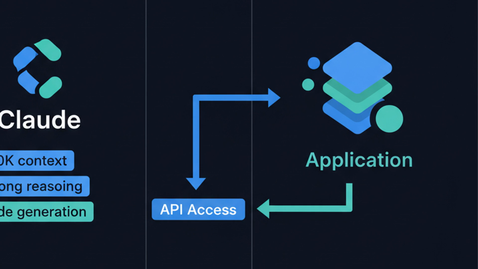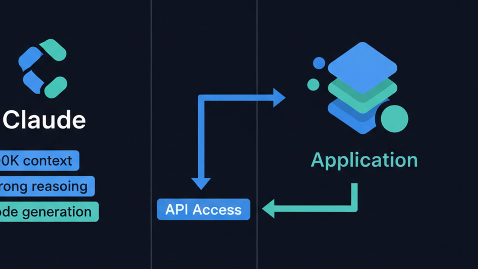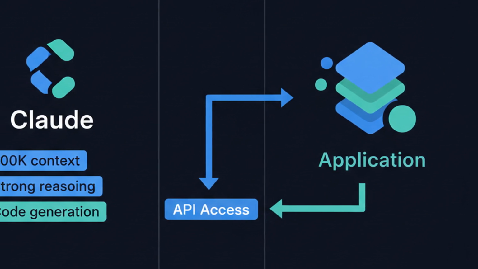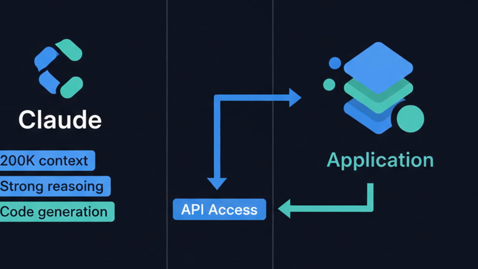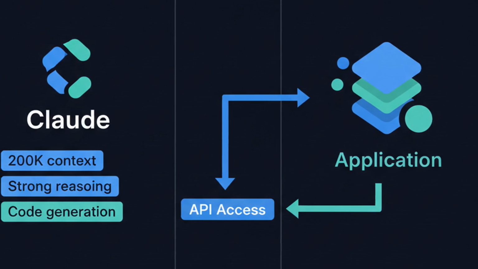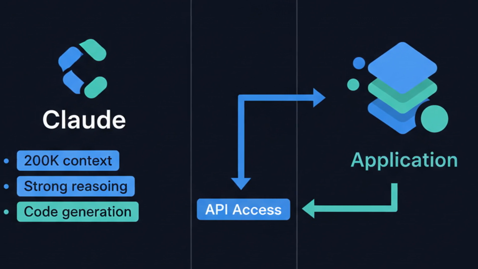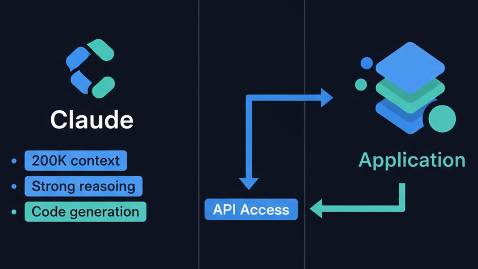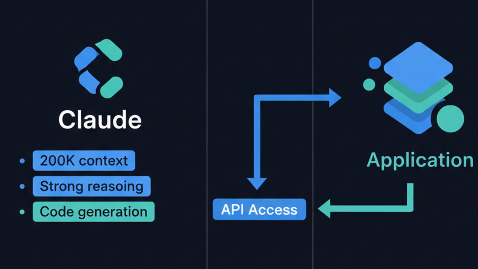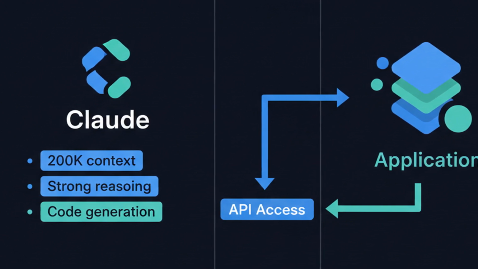Before we write any code, let's talk about why you'd pick Claude over other options. Claude excels at nuanced reasoning, following complex instructions, and handling long documents. We're talking up to 200 tokens of context. It's also remarkably good at coding tasks. The API is clean, well documented, and Anthropic has been shipping improvements at a rapid pace. If you're building anything that requires thoughtful AI responses, Claude deserves a serious look.